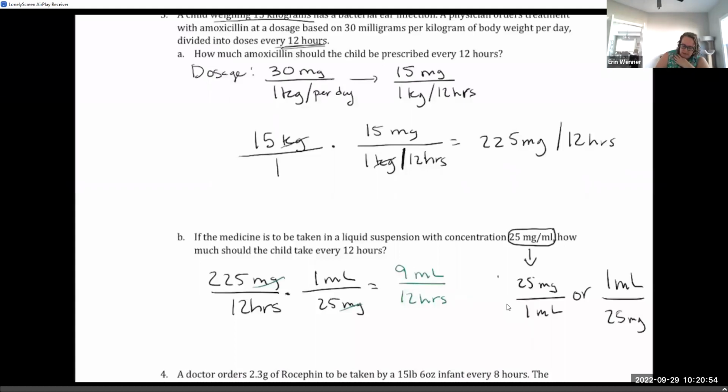And so again, how did I get the 9? 225 divided by 25 is where I get the 9. So that's how I come up with 9 milliliters over 12 hours. And so they're going to get a little shot glass and measure out the amount, and that's what the kid takes.